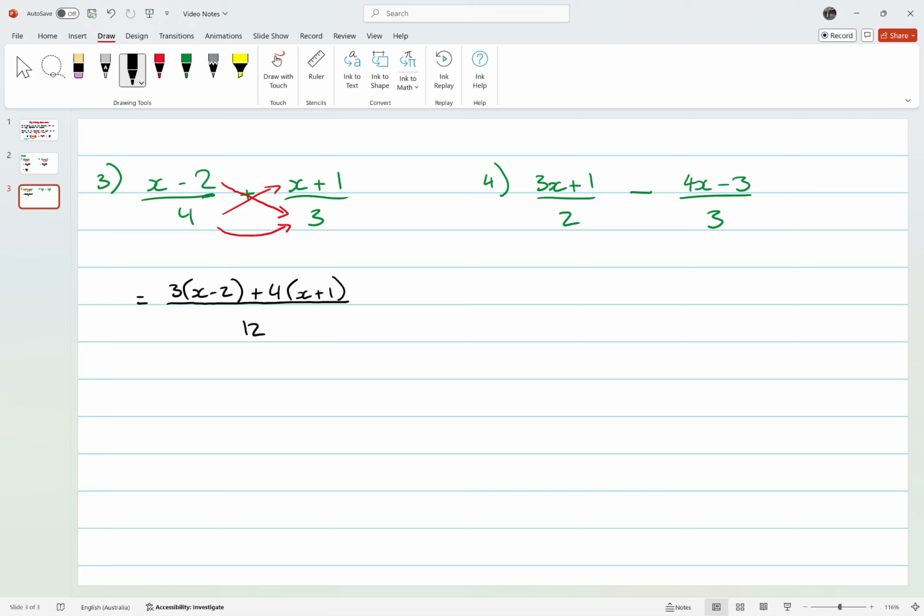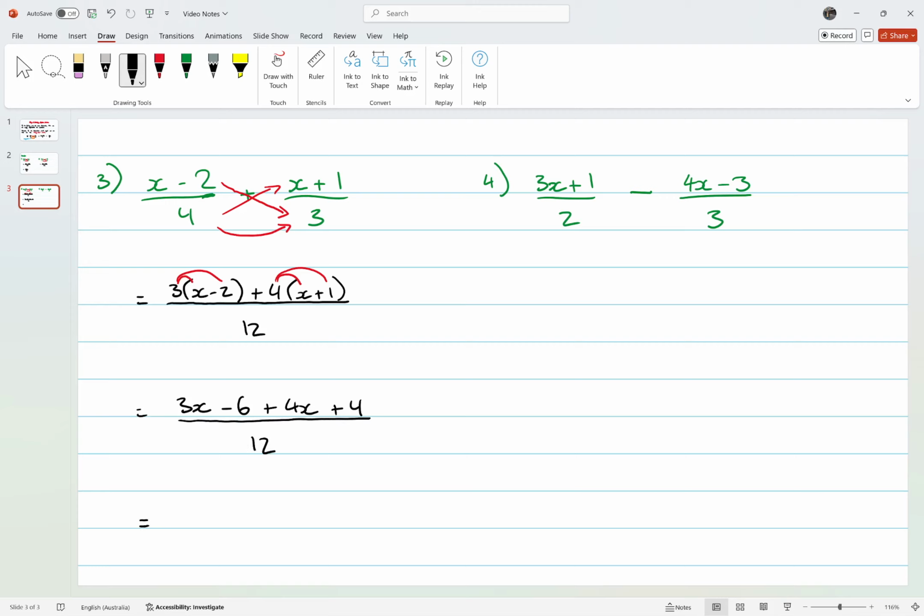So next thing we want to do is then simplify that numerator. And to do that, with expanding these brackets, first of all, we're going to do 3 times x, which equals 3x, and then 3 times -2, which equals -6, then 4 times x, which is plus 4x, and then 4 times 1, which equals 4, and that's over 12.